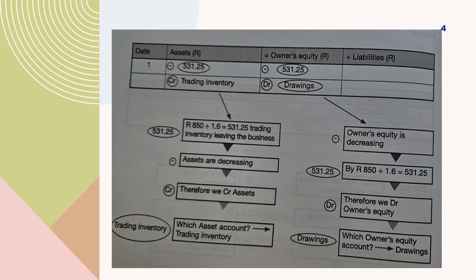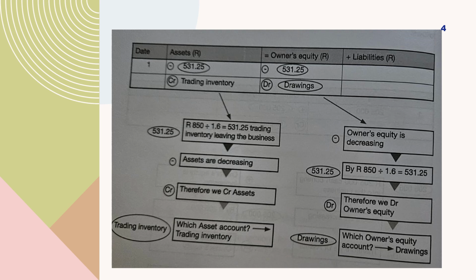Whenever the owner takes something from the business, when he takes trading inventory, he's not going to charge himself the selling price. He's going to charge himself the cost price. So we need to therefore use the cost price. If 850 Rand is the selling price, and they tell you the markup is whatever percentage on cost, you'll take the selling price divided by 1,whatever the markup is. Because it's 60% here, we're going to take the selling price of 850 divided by 1,6. If it were 40% on cost, we would divide it by 1,4.